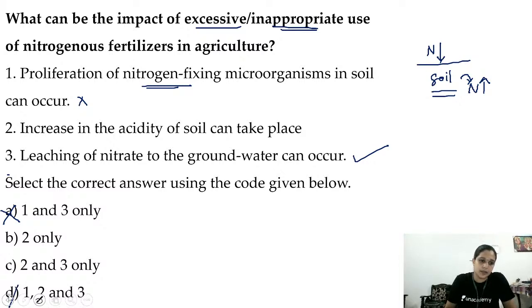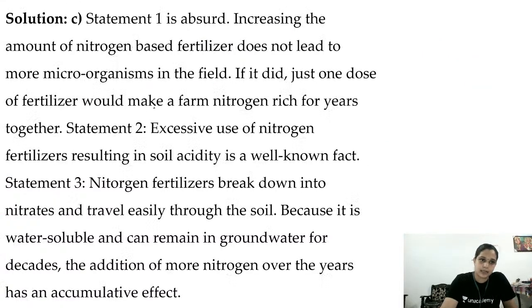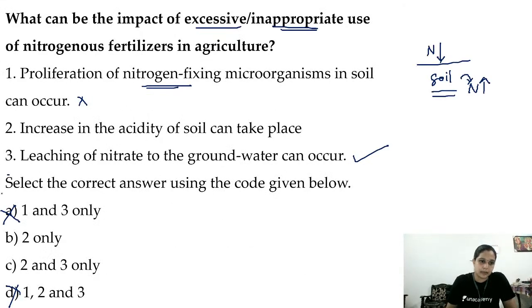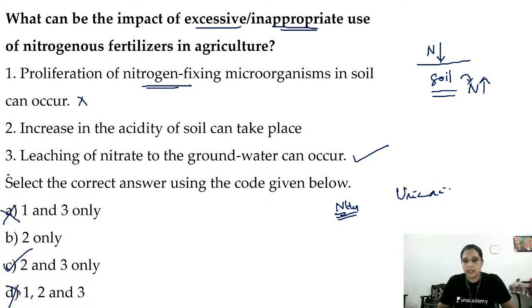Okay, so increase in acidity of soil can take place. Yes, that's right. Increase in acidity can take place because nitrogen is given in terms of urea and ammonia. You form uric acid, all these things. See, nitrogen combines with water, it forms uric acid, and then nitric acid, HNO3.